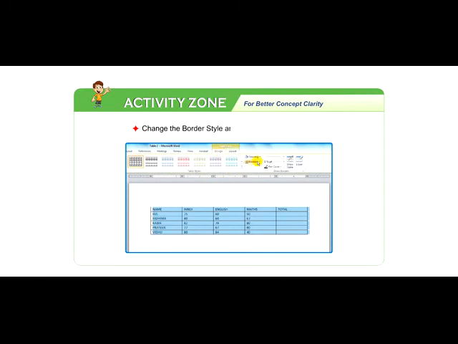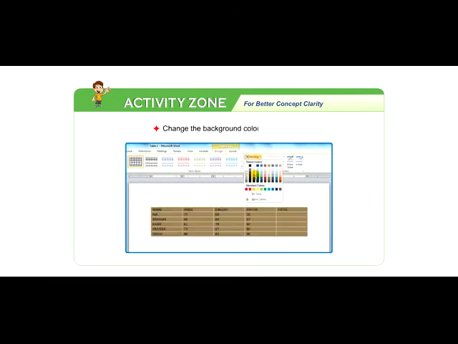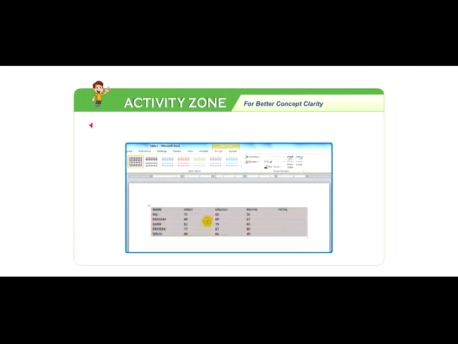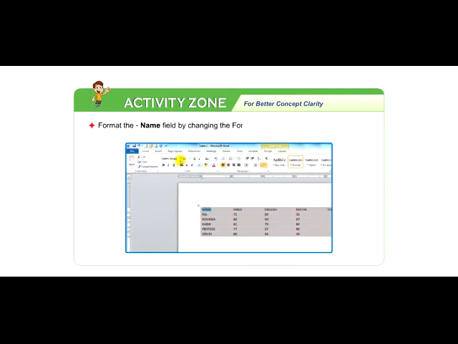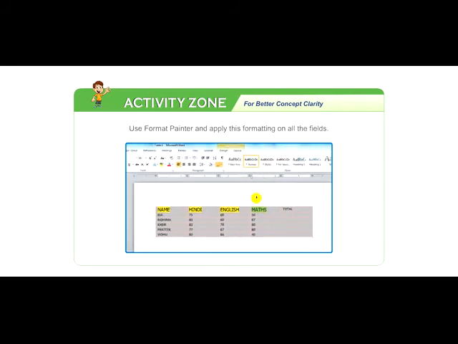Change the border style and line color of the table. Change the background color of the table. Format the name field by changing the font to Tahoma, font size to 14, and fill color to yellow. Use Format Painter and apply this formatting on all the fields.